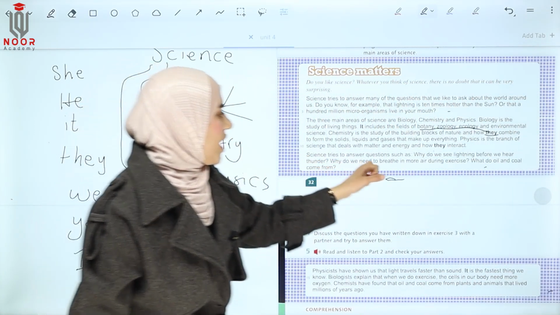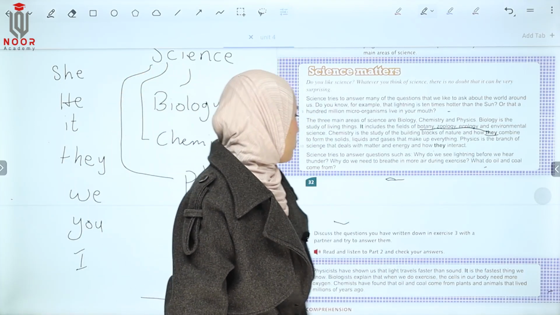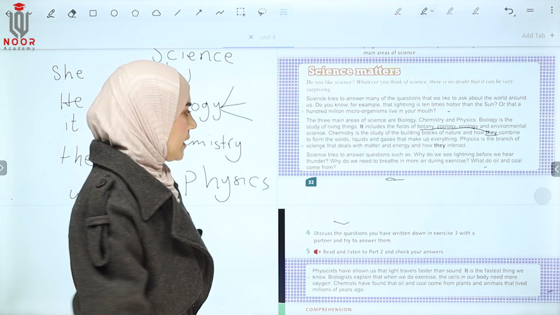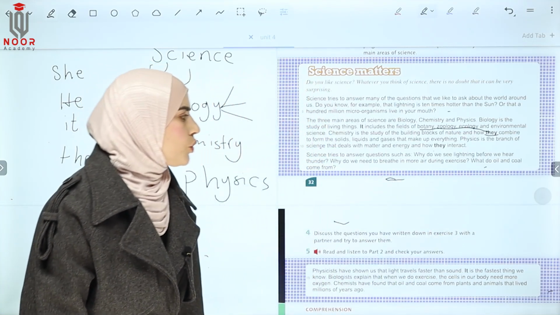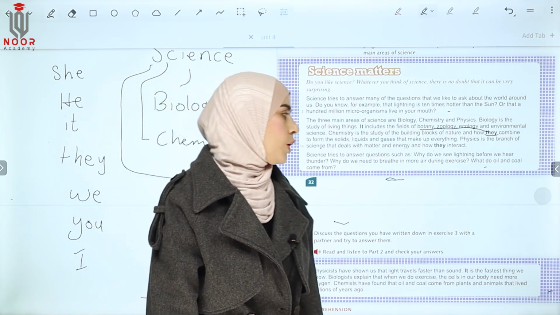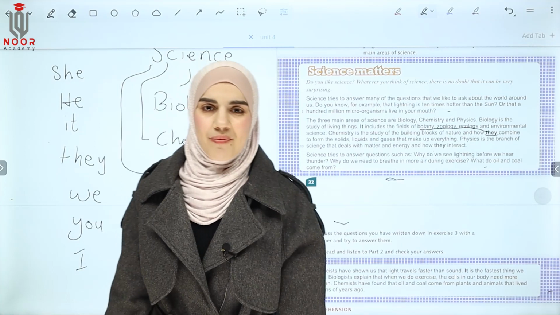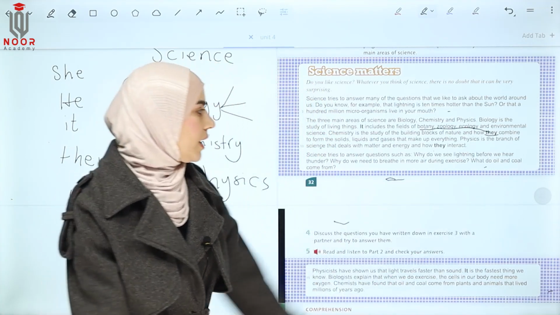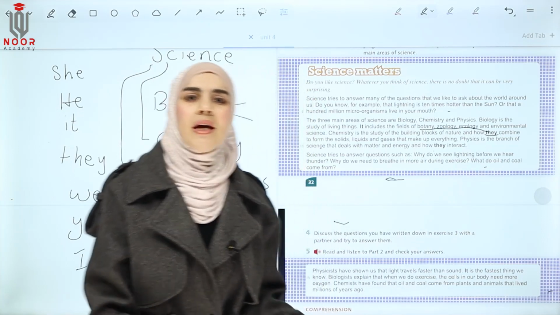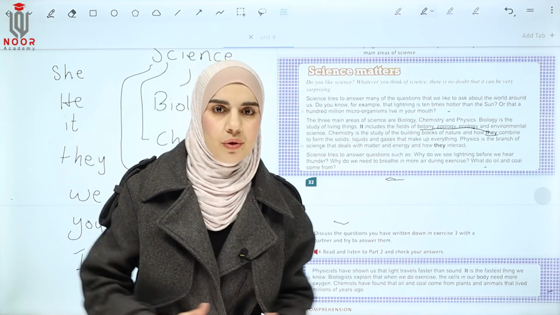Science tries to answer questions such as, why do you see lightning before we hear thunder? Why do we need to breathe in more air during exercise? What do oil and coal come from? Coal means الفحم. Oil means not only the oil but petroleum in general, all types of petroleum.